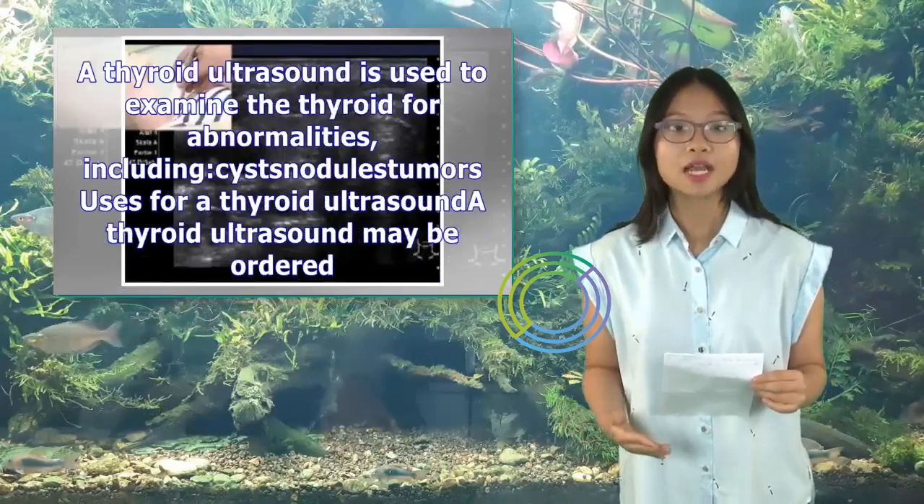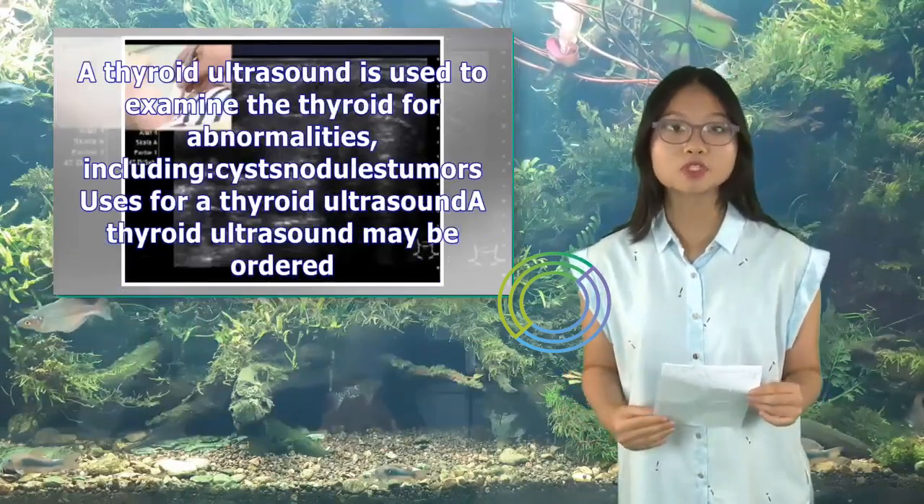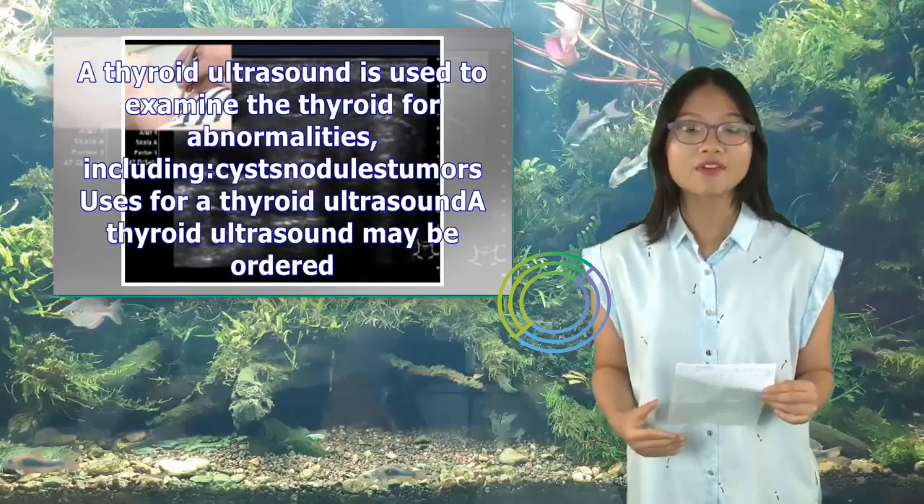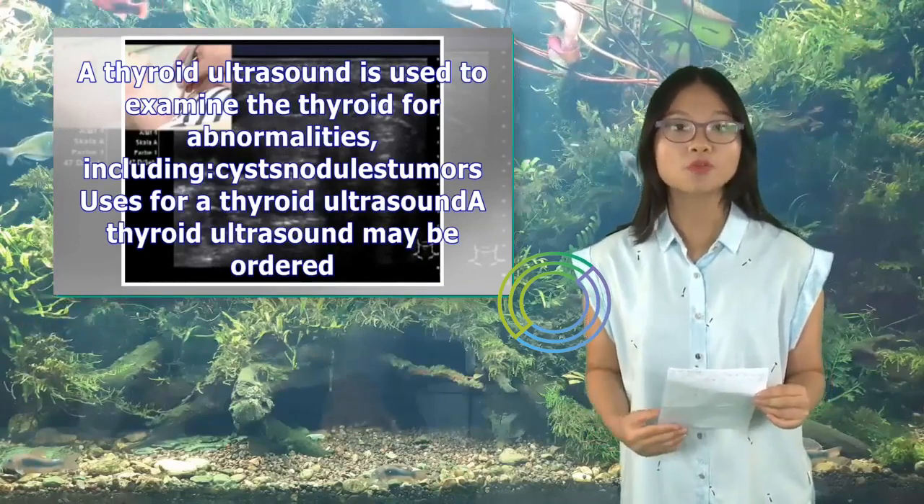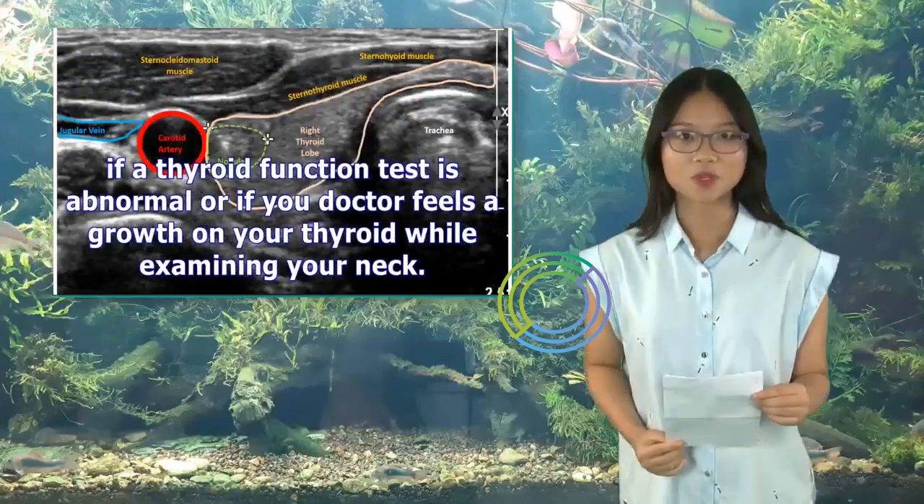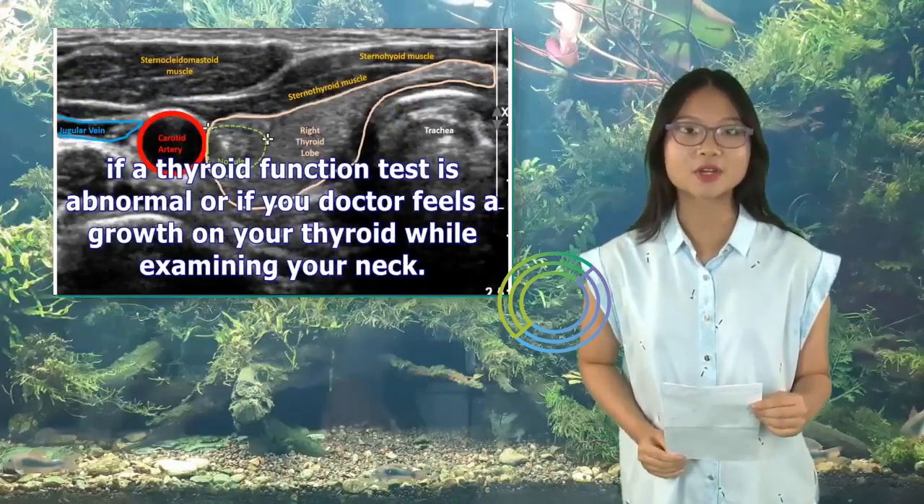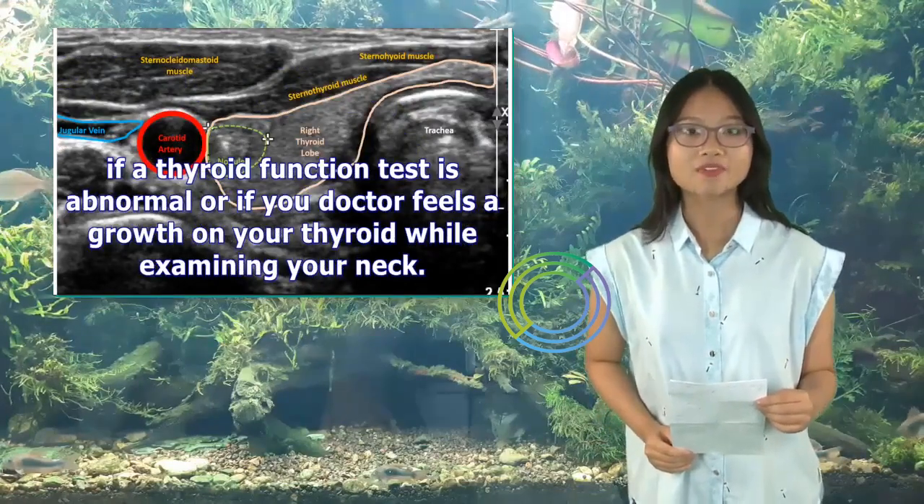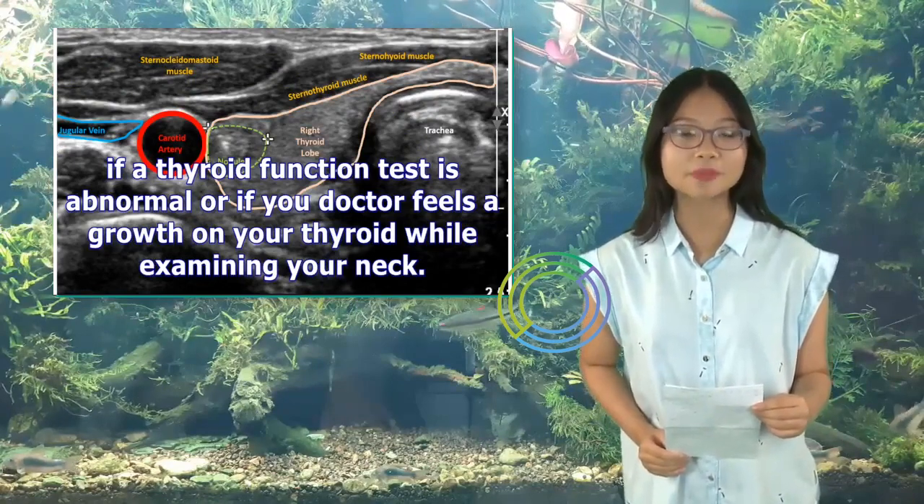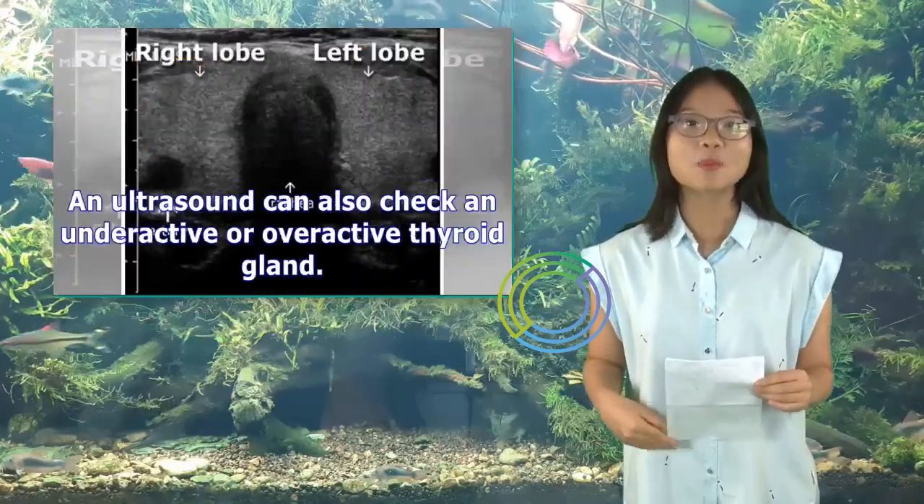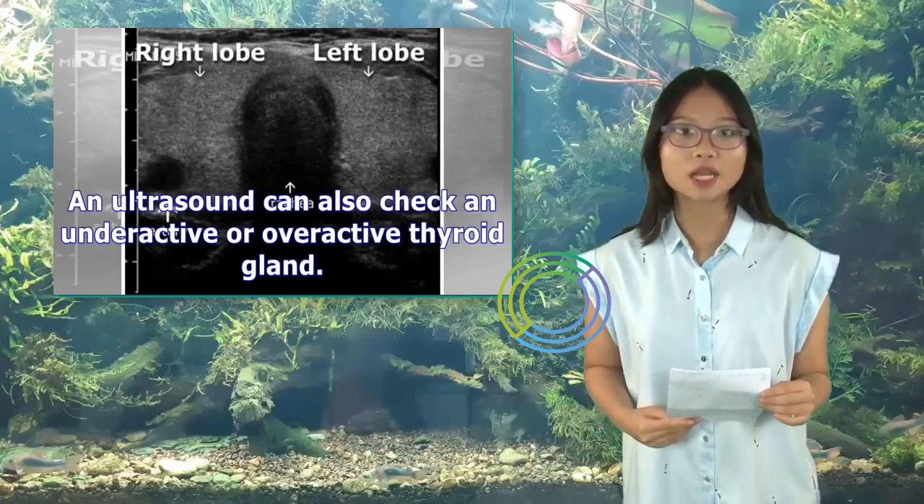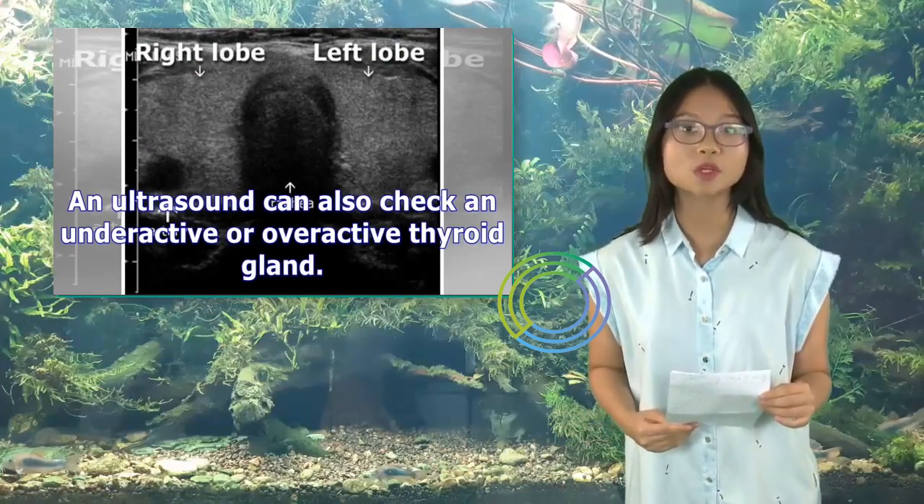A thyroid ultrasound is used to examine the thyroid for abnormalities, including cysts, nodules, and tumors. Uses for a thyroid ultrasound: it may be ordered if a thyroid function test is abnormal or if your doctor feels a growth on your thyroid while examining your neck. An ultrasound can also check an underactive or overactive thyroid gland.